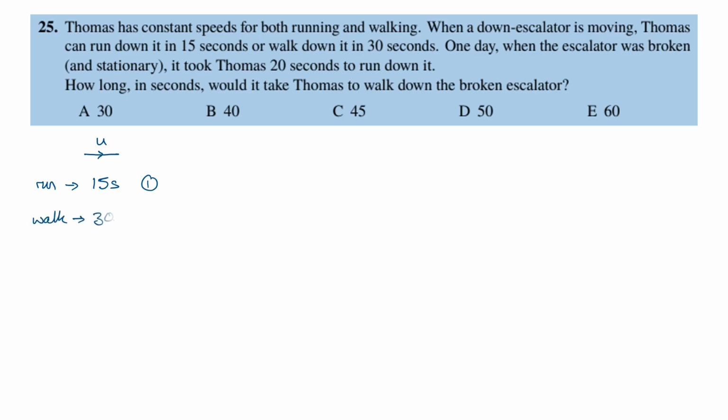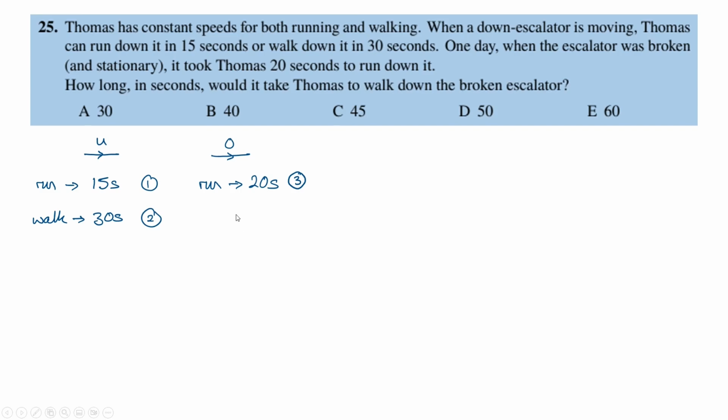Scenario 2 is he walks down, that takes him 30 seconds, and it's still the case the escalator is moving in line with his distance as well. Then we have the escalator not working. So if he runs down, that's going to take him 20 seconds. And all I'm trying to do here is represent the velocity as 0. So again, just a setup to help me think about it and explain the question to you better.